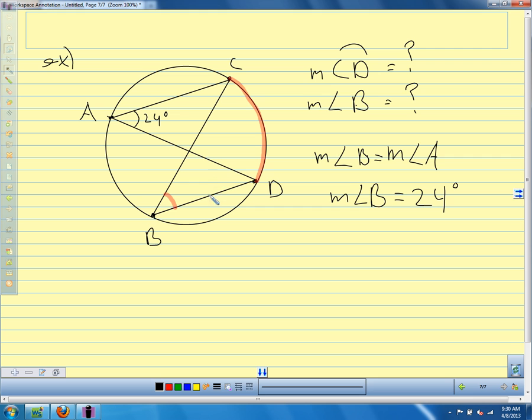Now let's find the measure of the arc. So this is 24 degrees. I'll put that in red because we figured that out. How do we find the measure of the arc here? We would multiply 24 by 2. So the measure of arc CD is 24 times 2, or 48 degrees.